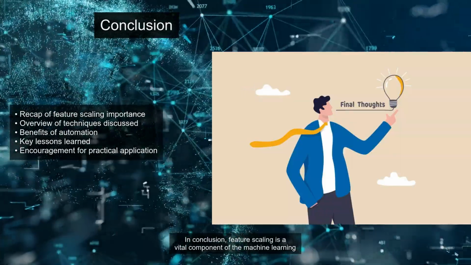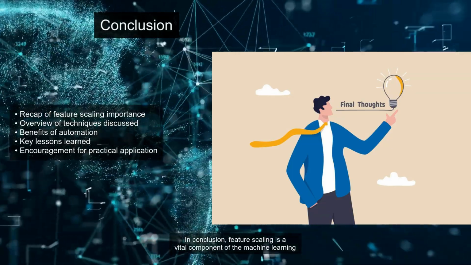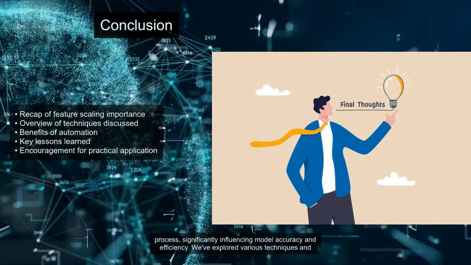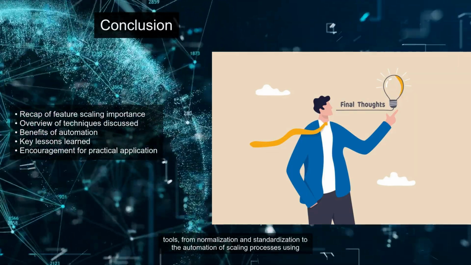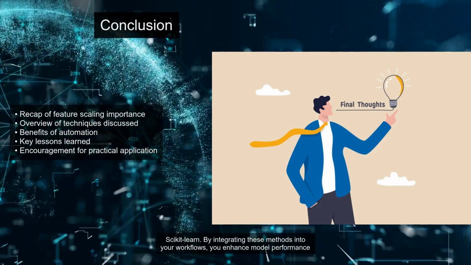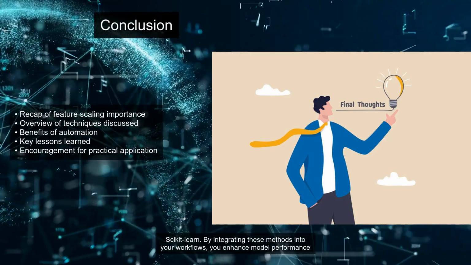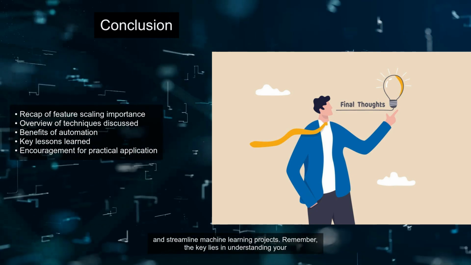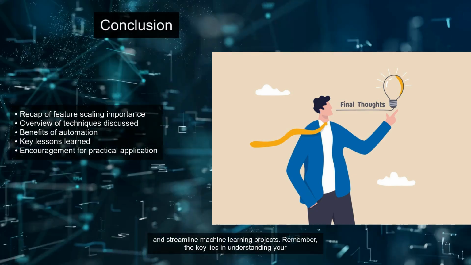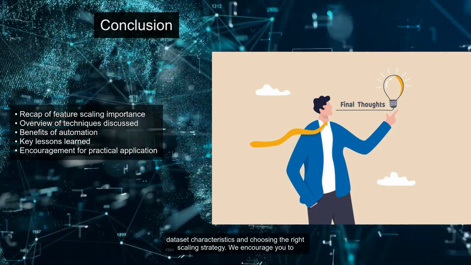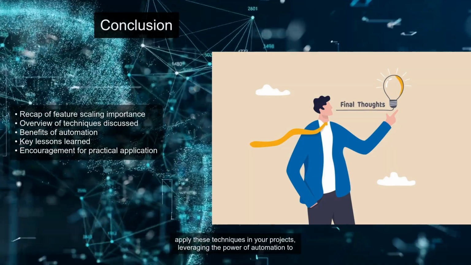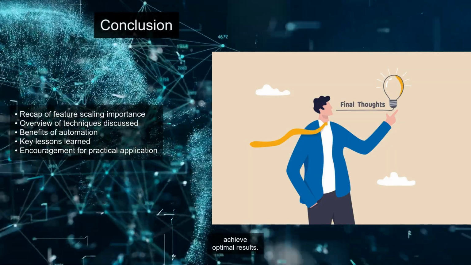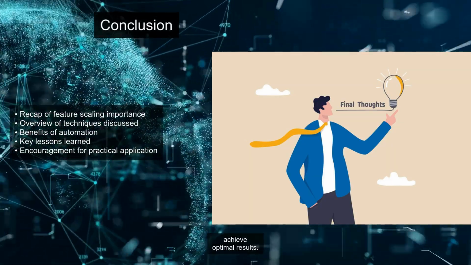In conclusion, feature scaling is a vital component of the machine learning process, significantly influencing model accuracy and efficiency. We've explored various techniques and tools, from normalization and standardization to the automation of scaling processes using Scikit-learn. By integrating these methods into your workflows, you enhance model performance and streamline machine learning projects. Remember, the key lies in understanding your dataset characteristics and choosing the right scaling strategy. We encourage you to apply these techniques in your projects, leveraging the power of automation to achieve optimal results.